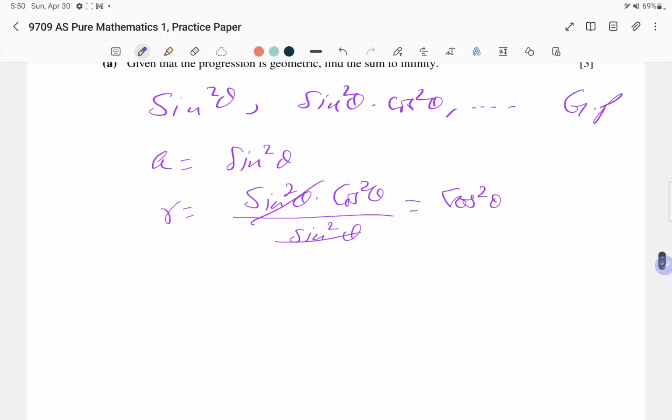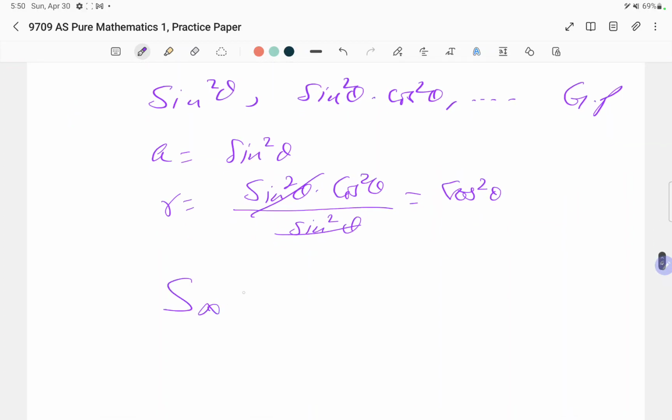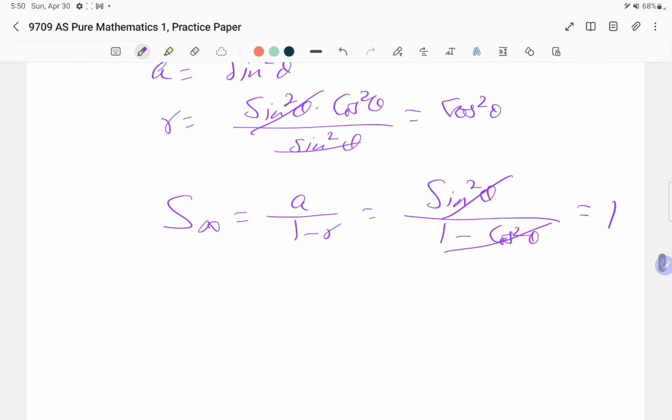So now we need to find the sum to infinity. S infinity is A over 1 minus R. A is sine square theta over 1 minus cos square theta. But 1 minus cos square theta is sine square theta. So it gets cancelled, and you will get 1.